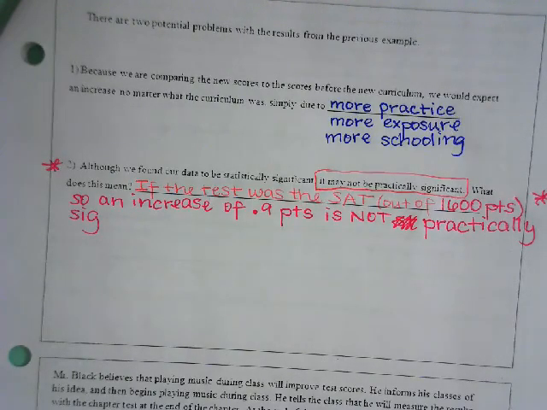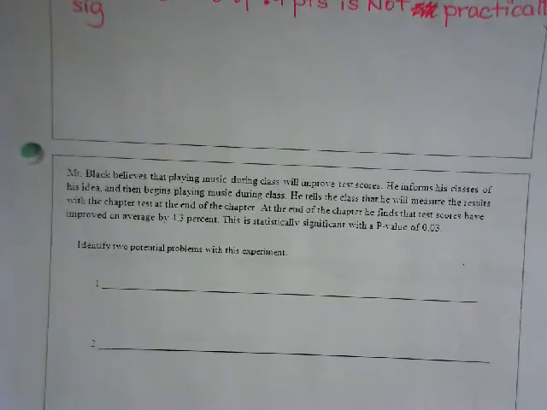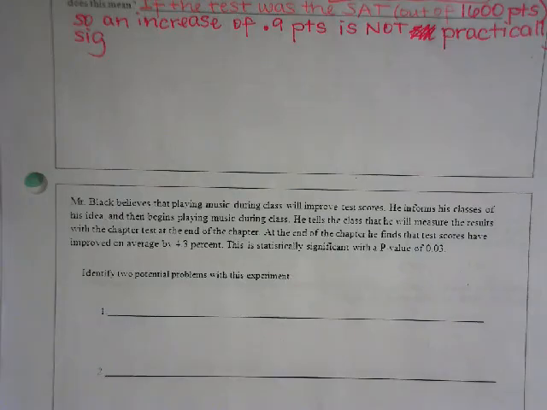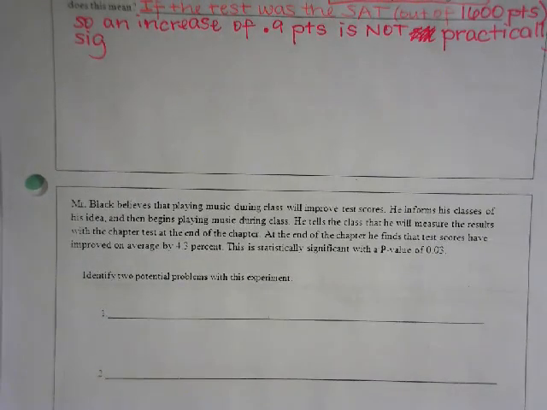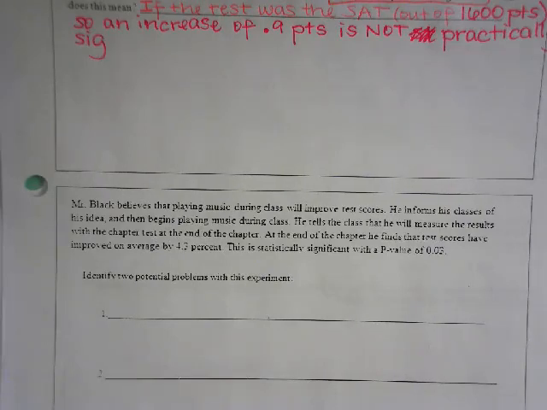Mr. Black believes that playing music during class will improve test scores. He informs his class of his idea and then begins playing music during class. He tells the class that he will measure the results with the chapter test at the end of the chapter. At the end of the chapter, he finds the test scores have improved on average by 4.3%. This is statistically significant with a p-value of 0.03.